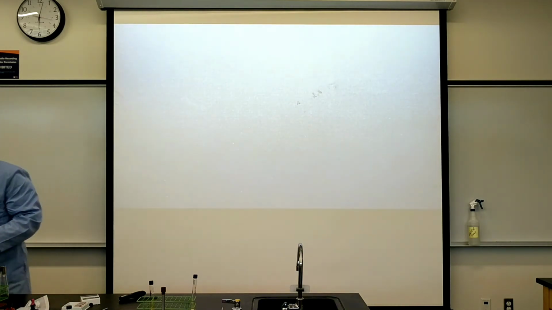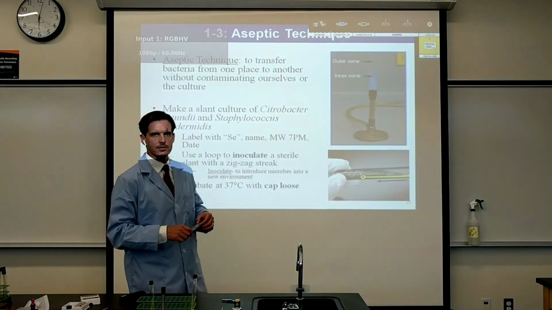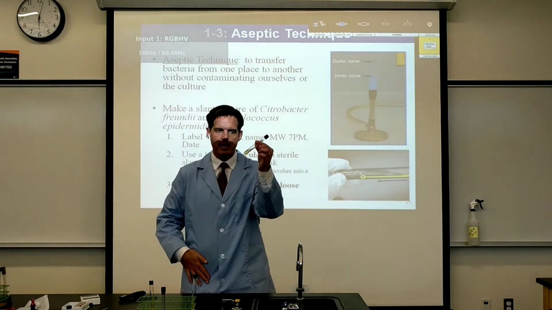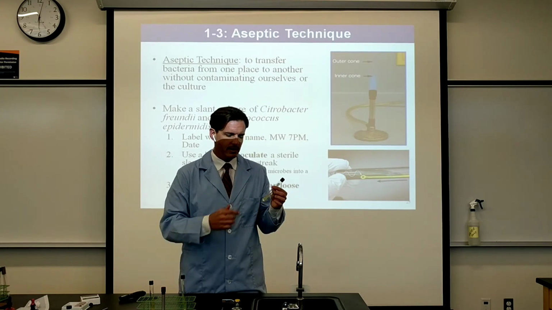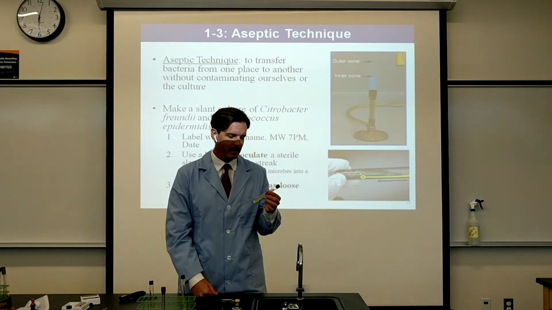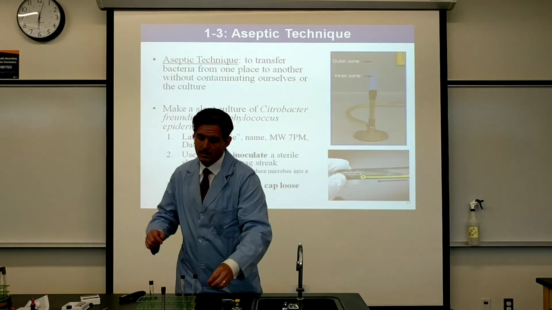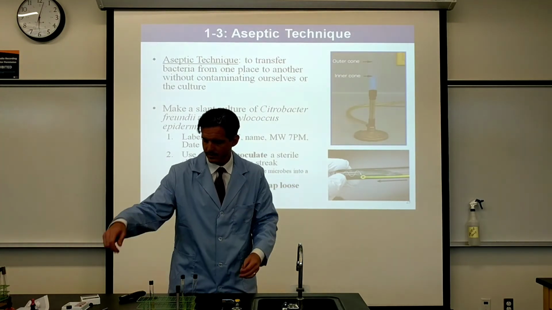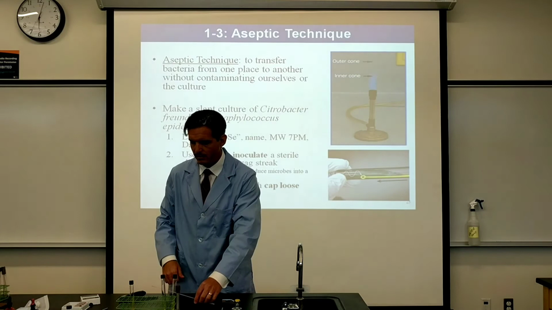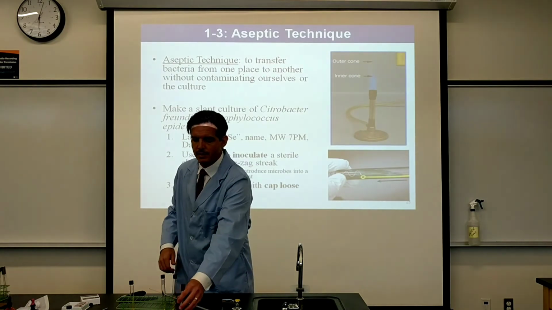The amount that you grab is always far less than I think beginning students realize. The amount that I need out of here is the smallest amount that you can barely, perhaps even just visibly see on the loop. Let's take a look. I'm going to go ahead and light the Bunsen burner first.